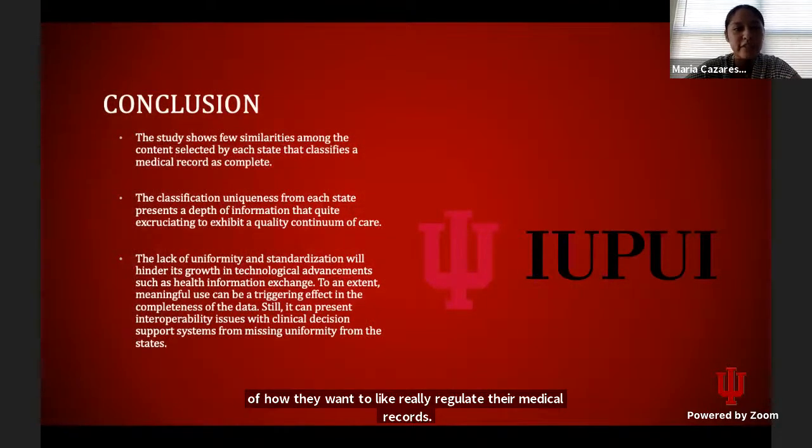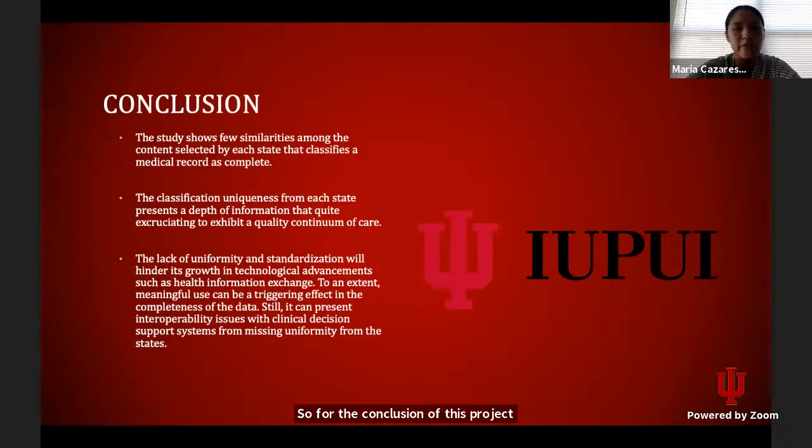For the conclusion of this project, the study shows that there are few similarities among the content selected by each state to classify a medical record as complete. The classification uniqueness from each state presents a depth of information that affects the exhibit of a quality continuum of care. The lack of uniformity and standardization will hinder growth in technology advances such as health information exchange. To an extent, meaningful use can have triggering effects on the completeness of data. Still, it could present interoperability issues with clinical decision supports because of missing uniformity among the states.